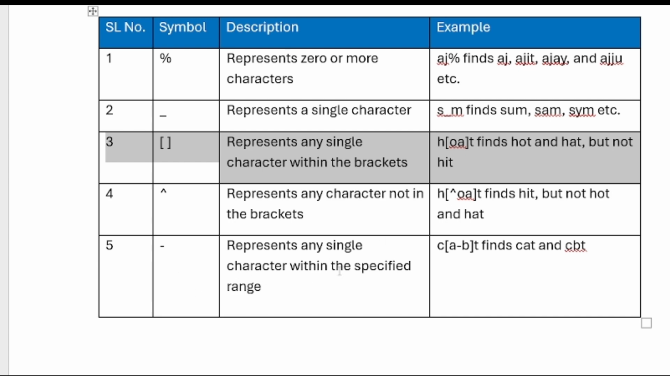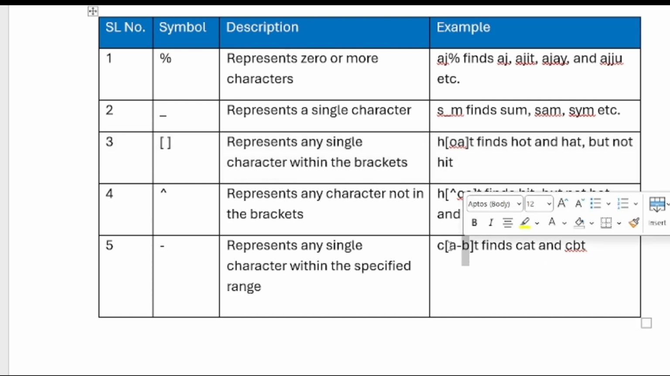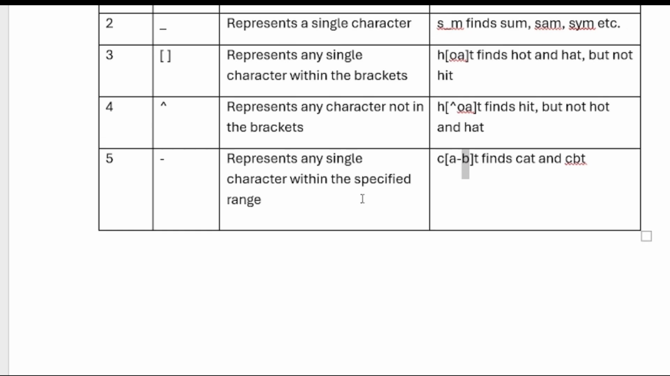And likewise we have a range with the minus sign. So let's say if I say C, box bracket, A dash B, and T, so it can display anything that is falling between A and B. So CAT it can display, CBT it can display. Let's say you can put it like D. So anything ranging from A to D that comes in this. So CDT, CAT, CBT, CCT, anything can be displayed. So I think these symbols are now pretty much clear to you.